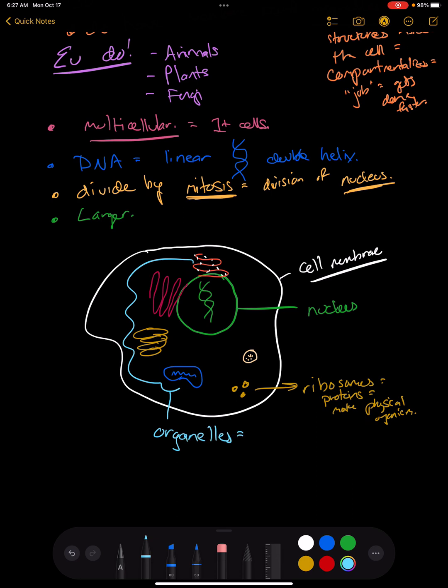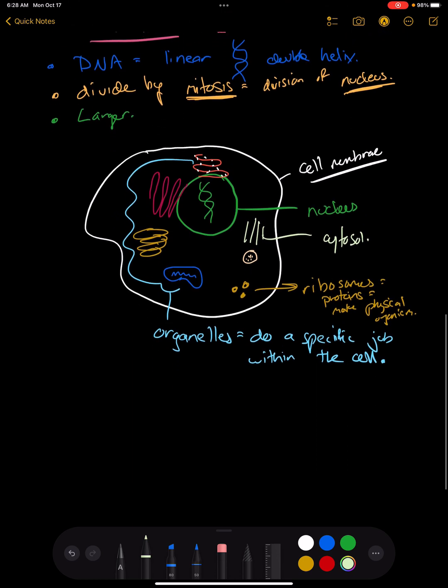Remember, organelles are going to do a specific job within the cell. And remember, we like things to be divided up because that means I get to do stuff a lot more quickly. Oh, and then last little bit, this of course is still going to have my cytosol.